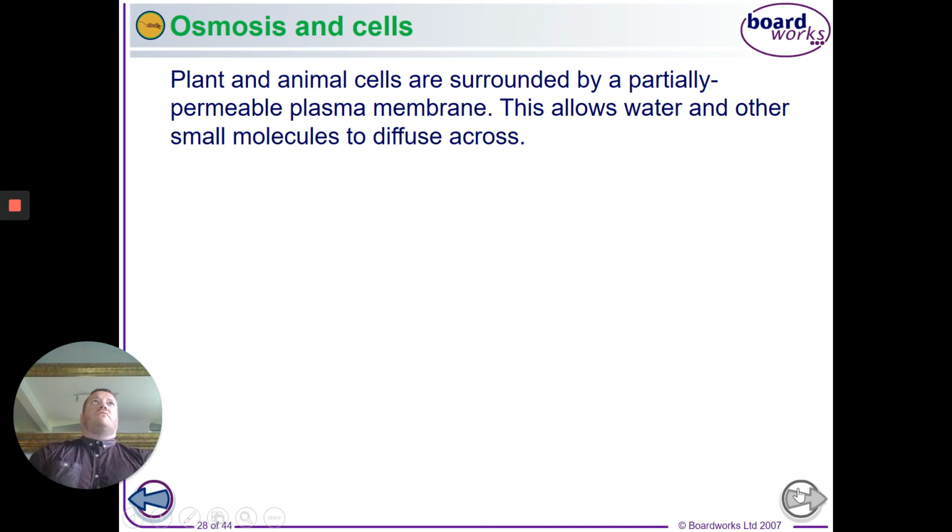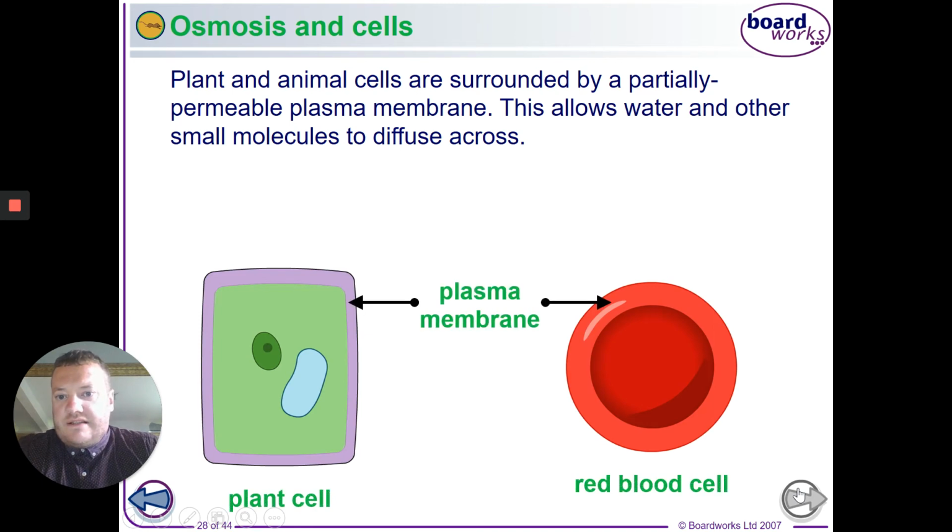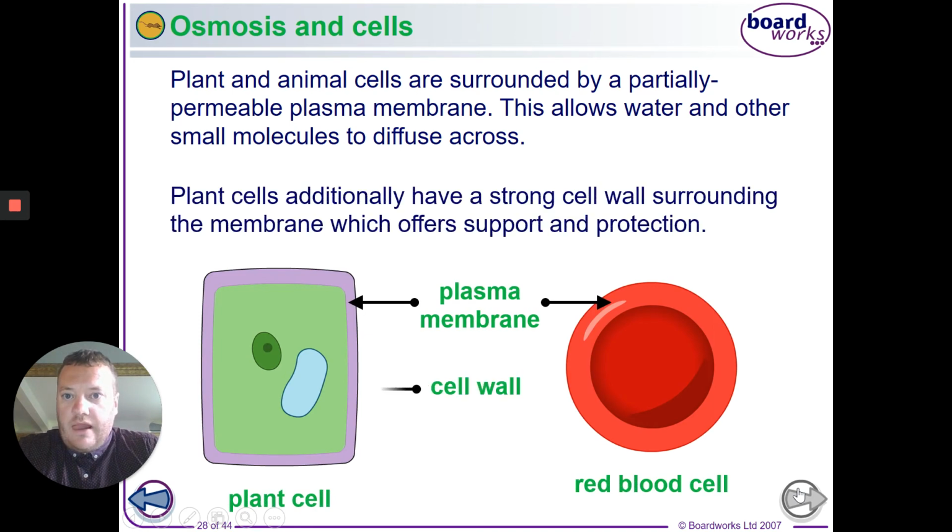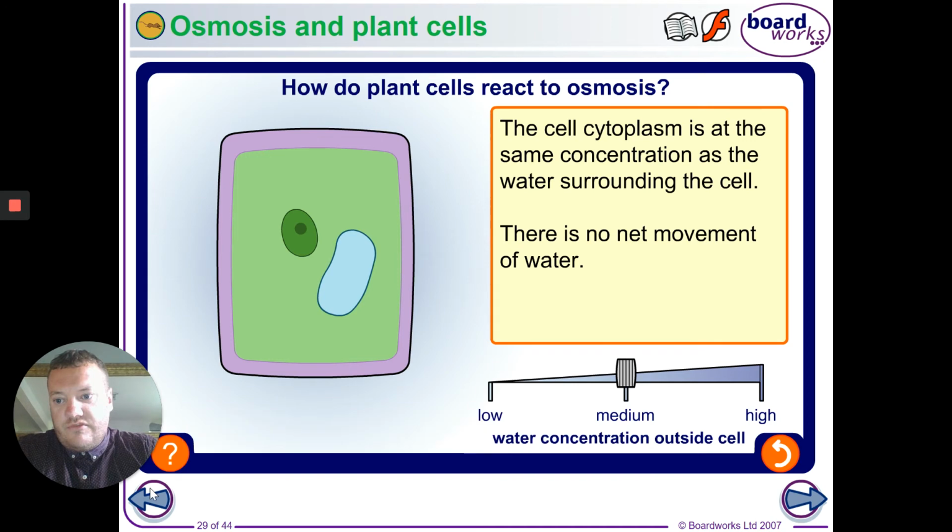So let's have a look at some instances where osmosis happens in living things. Okay, here's a plant cell, and here's an animal cell. Now they both have a cell membrane. You know that from early science. But the difference is, don't forget, plant cells have a cell wall. Okay, and so it's important.